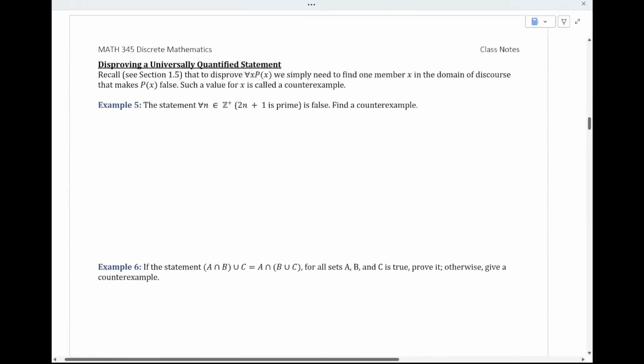Okay, we're ready to move on to how to disprove a universally quantified statement. Back in section 1.5, we talked about how to disprove for every x, P of x. All we need to do is find a counterexample, one member of the domain of discourse that makes P of x false. So that's what we're going to try to do here. The statement, for every n in Z plus, so these are positive integers, 2 times n plus 1 is prime, is false. I want to find a counterexample. So this statement right here is not true, and I want to look for a counterexample.